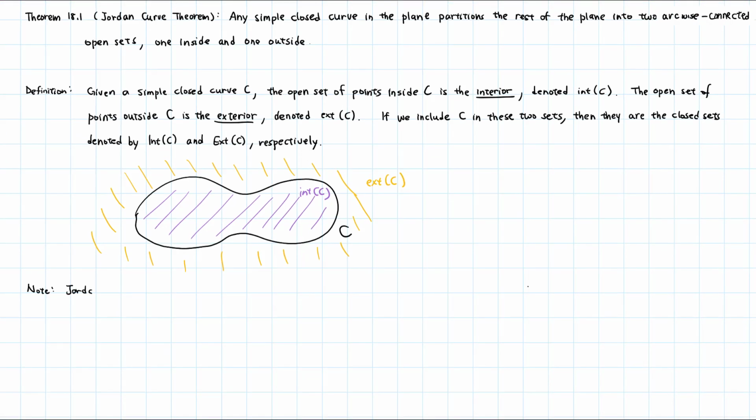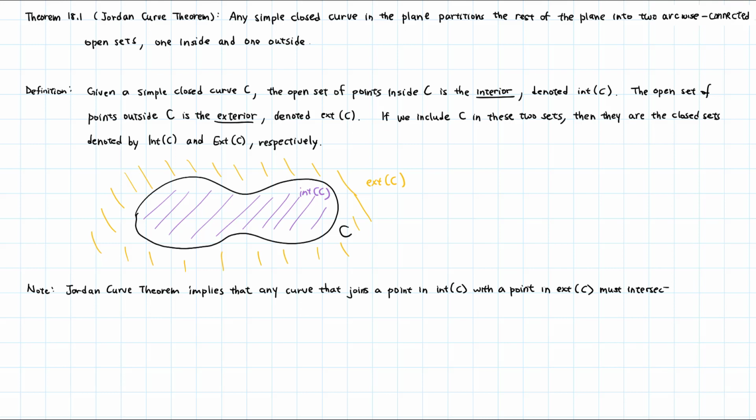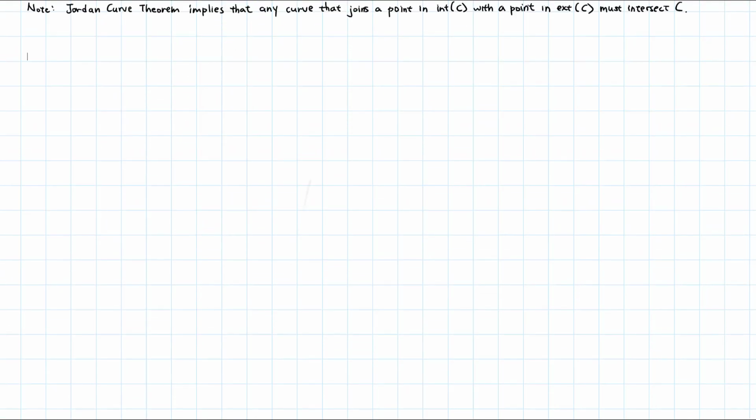We note that the Jordan curve theorem implies that any curve that joins a point in the interior of C with a point in the exterior of C must intersect C. And you can explain why this is on your own. We will now use the Jordan curve theorem to prove a simple result that you may have seen before, and that is that K5 is not planar. And here is our proof.